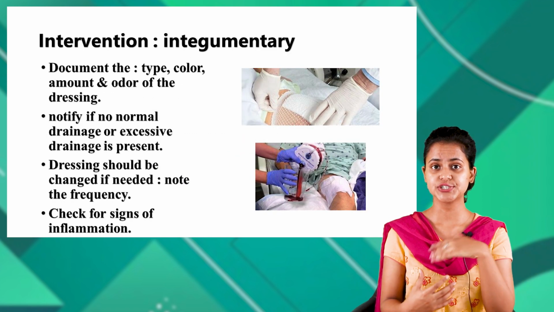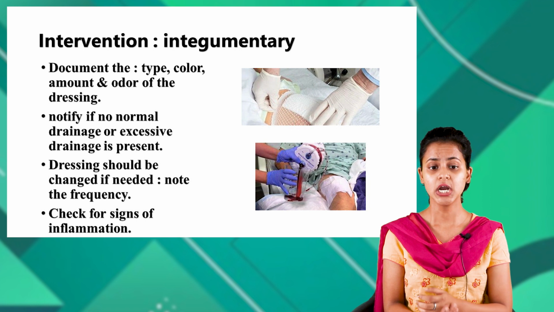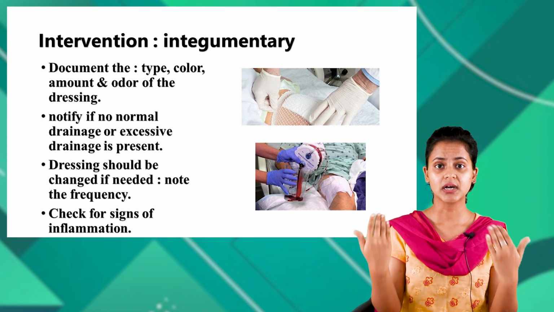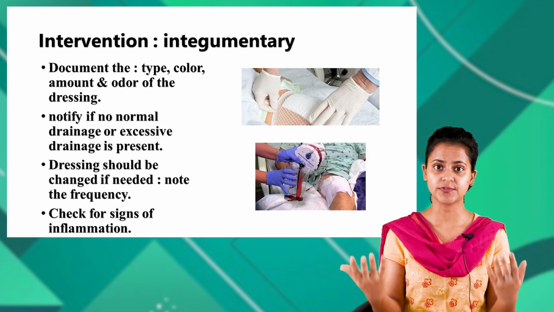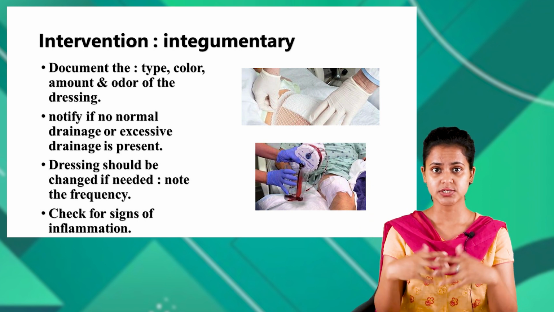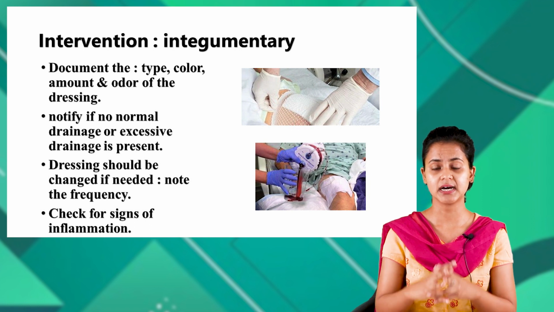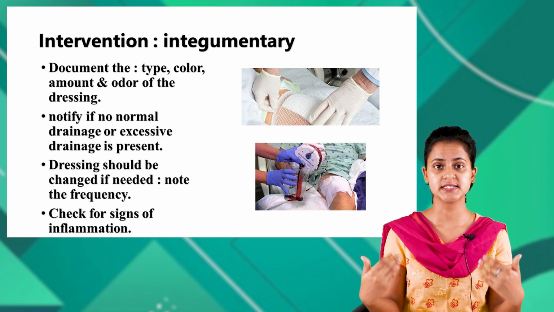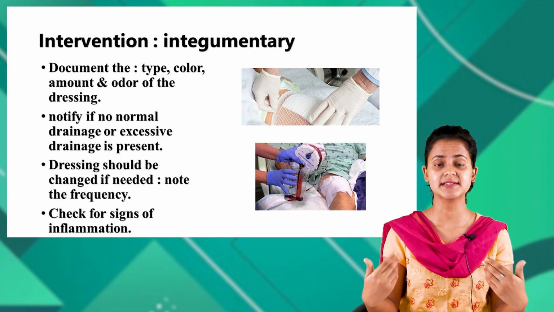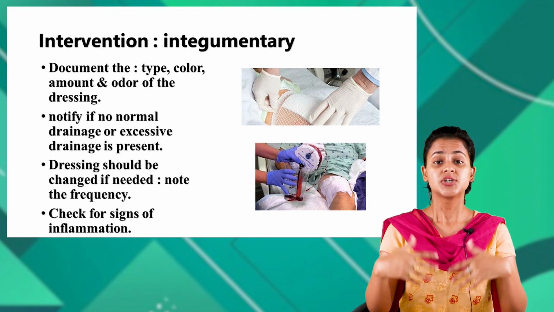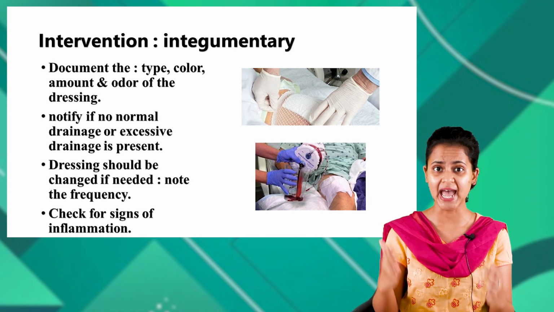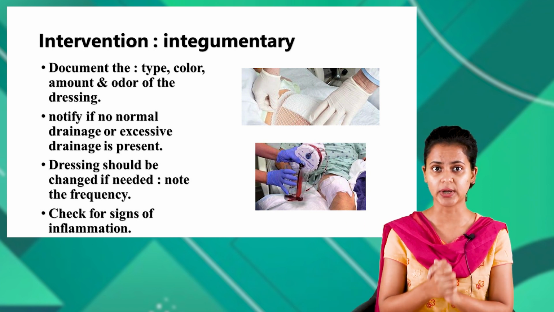We'll also be assessing the integumentary system as we have mentioned before. The interventions include documentation of the type, color, amount and odor of the drainage from the surgical site. It is a very important nursing role to notify if any abnormal or excessive drainage is present. That is the reason it is very important to assess the type of drainage at regular intervals. Dressing should be changed if needed at regular intervals or as prescribed by the surgeon or doctor.